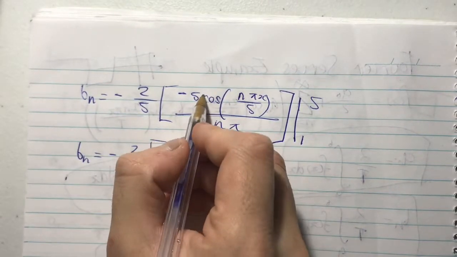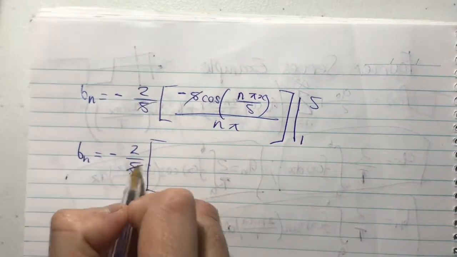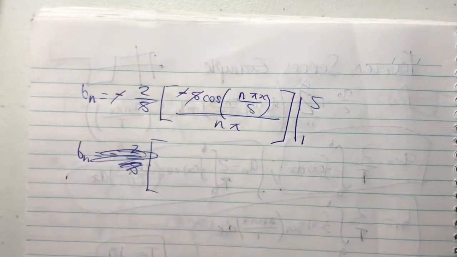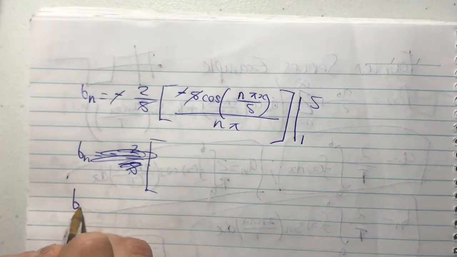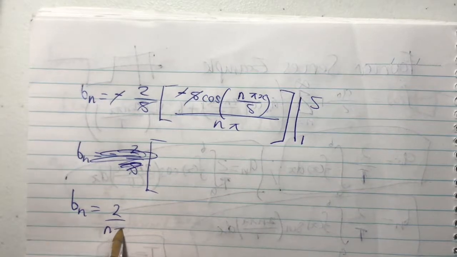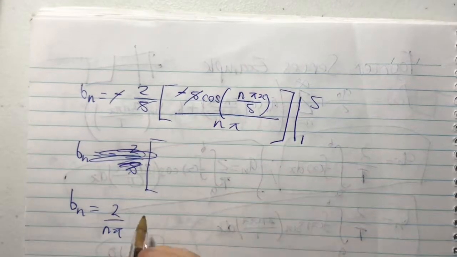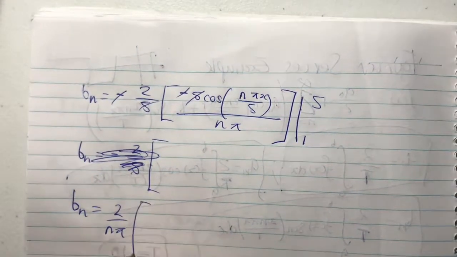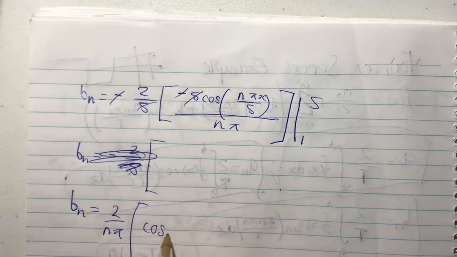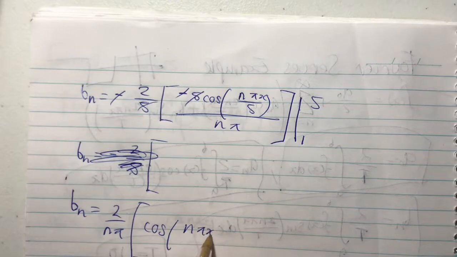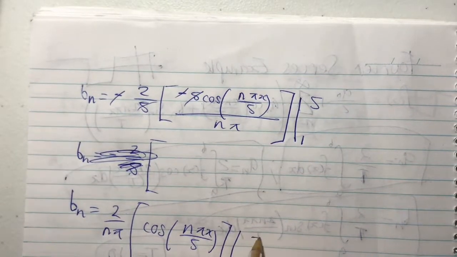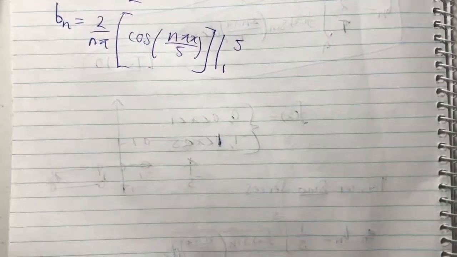Well, think about, first of all, this 5 goes bye-bye, so I'll rewrite it. And this negative will cancel out. So we will have Bn is equal to 2 over n pi. I'll also bring the n pi out the front. And that's just of cos n pi x on 5, from 1 to 5. Cool.